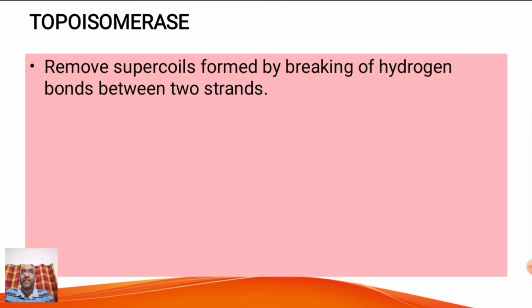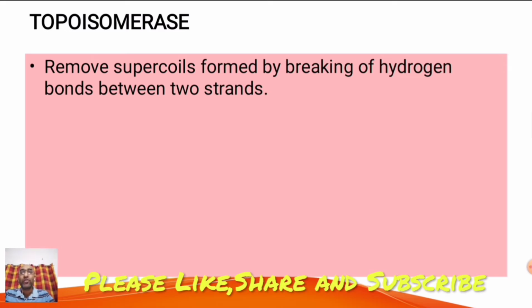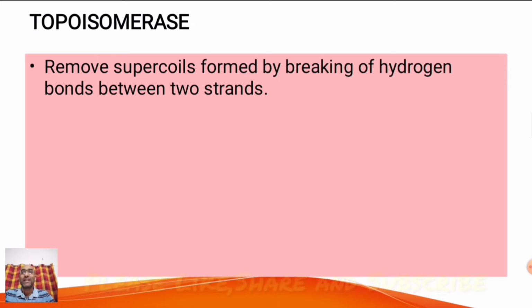When the helicase moves along a DNA strand, it breaks the hydrogen bonds, and as a result supercoils are formed ahead of it. If those supercoils remain, it won't be able to move further ahead. So the supercoils have to be removed. Who does this? Topoisomerase does this. Topoisomerases are of two types: topoisomerase 1 and topoisomerase 2. In prokaryotes, the topoisomerase gyrase helps in the removal of supercoils.